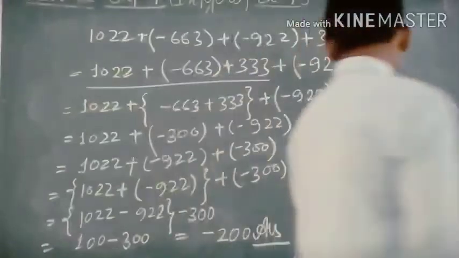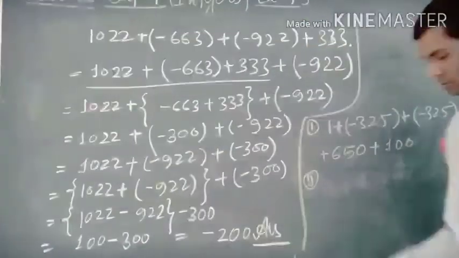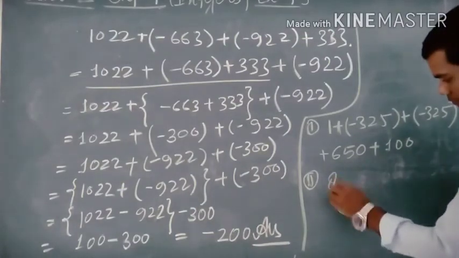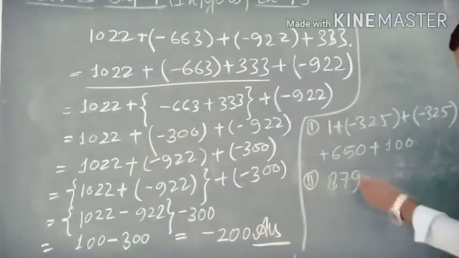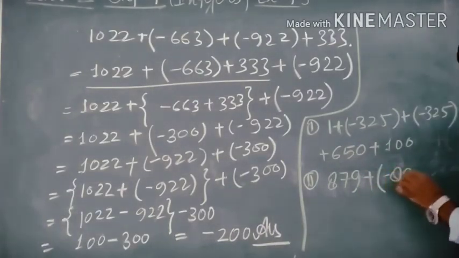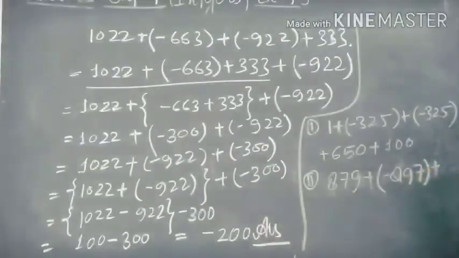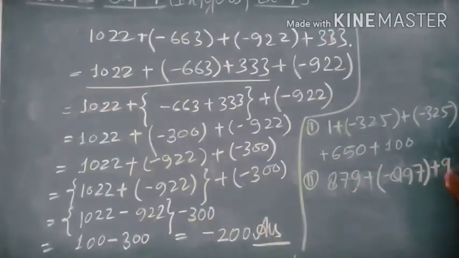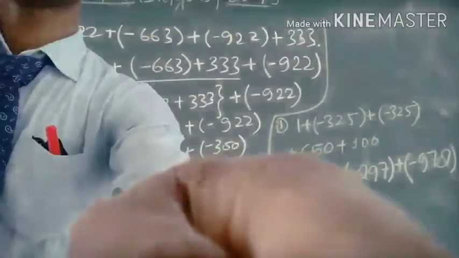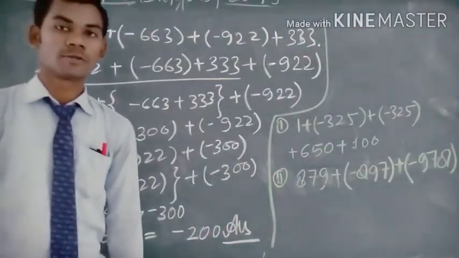And now the next question: 879 plus minus 897 and plus minus 978 minus 978. So this is the second question and you have to solve this.